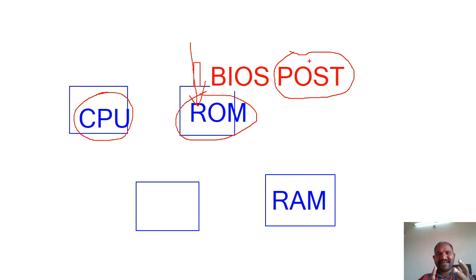Power on self-test means whatever components are integrated on the CPU, like ROM, RAM, and other secondary storage devices, whether they are all working properly or not during the boot up time. That is going to be tested by the program called POST. That's why it is called power on self-test.